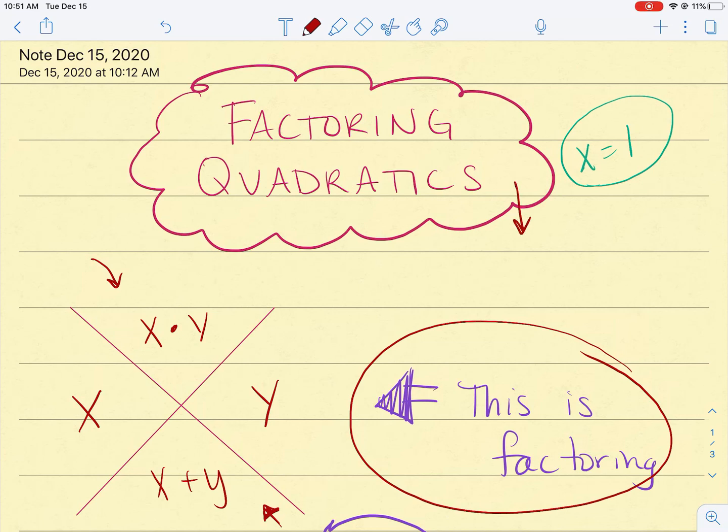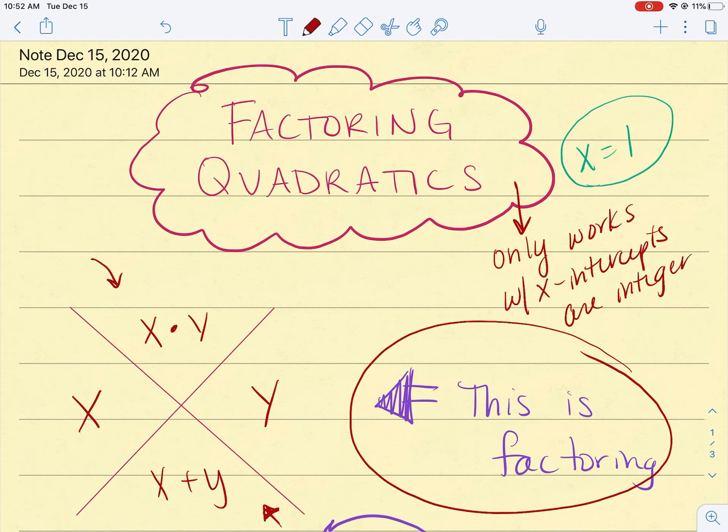And this only works when the x-intercepts are integers. So if the x-intercepts are decimals, we would not write it in factored form. We would not be able to do this. But essentially, throughout the whole diamond process, sometimes you were coming up with the top and bottom box, or the two left boxes, the two right boxes, and then eventually you were coming up with these two boxes, the x and y boxes, and that's factoring.